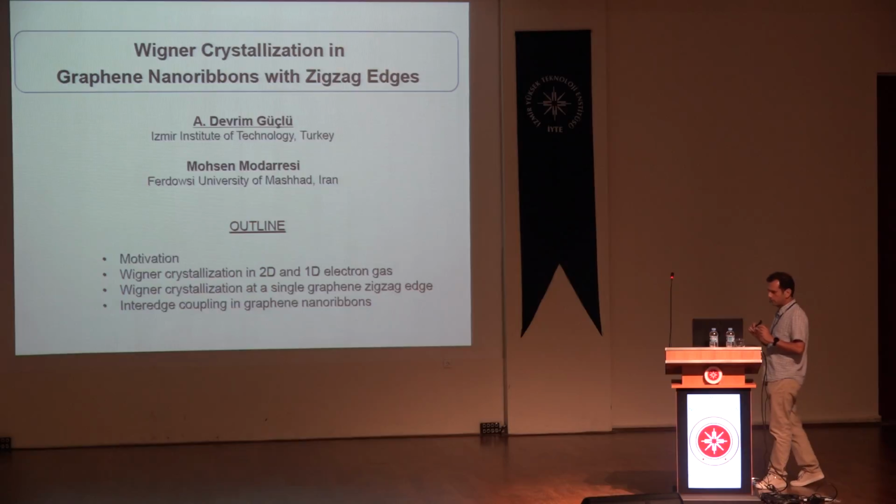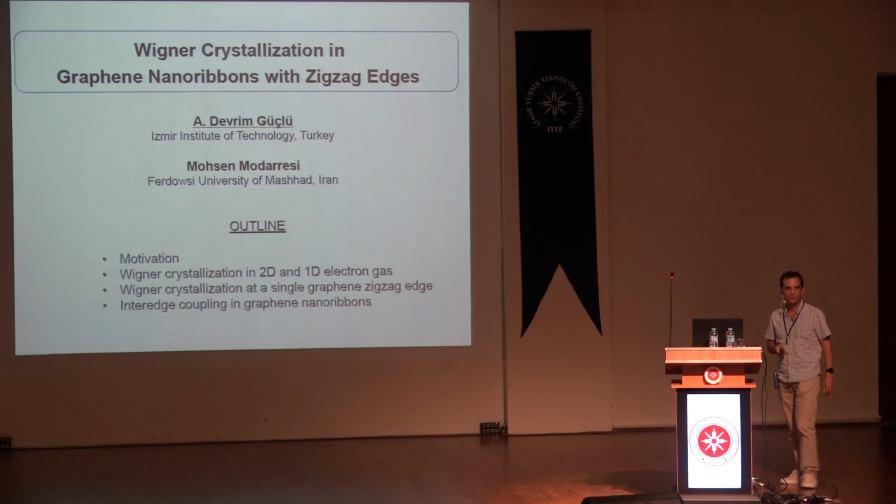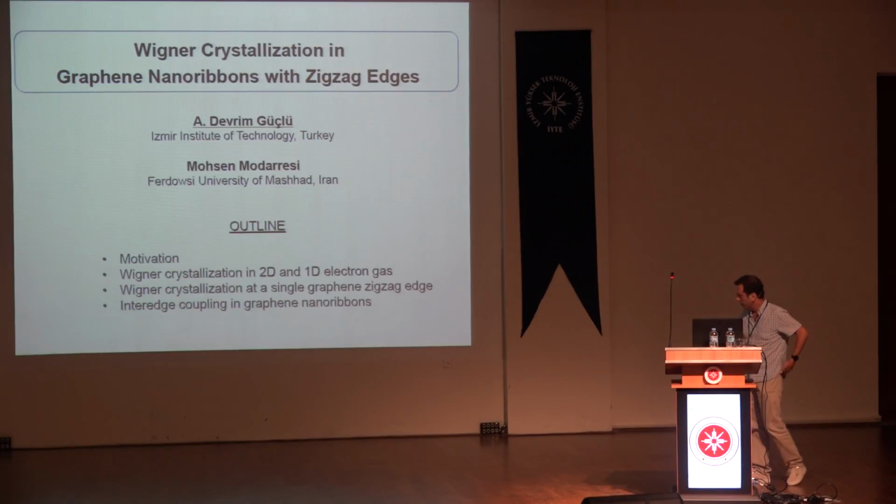We'll first look at a single zigzag edge. Then after we understand that, we can move forward to the graphene nanoribbon, where you have two edges and they can be coupled to each other strongly. So we are going to look at that problem.